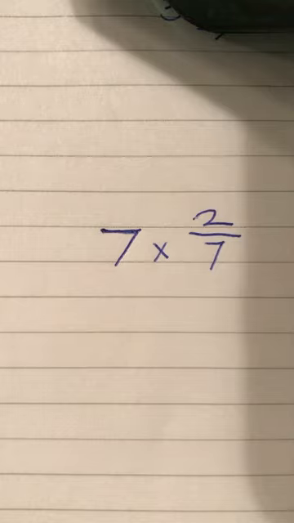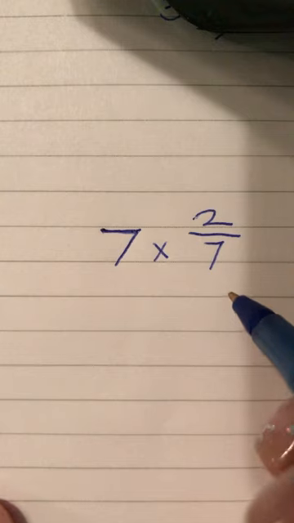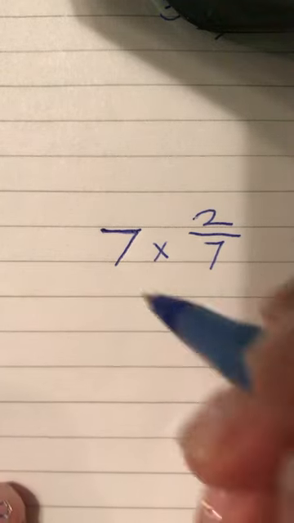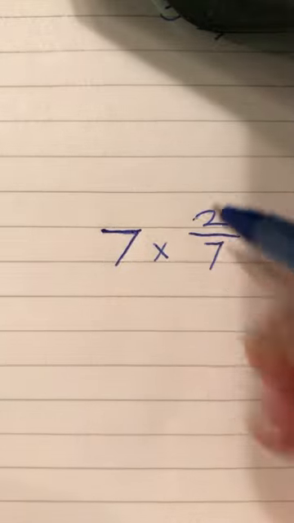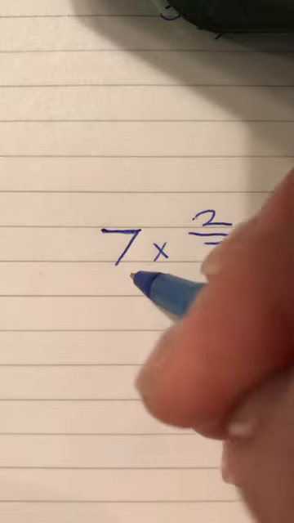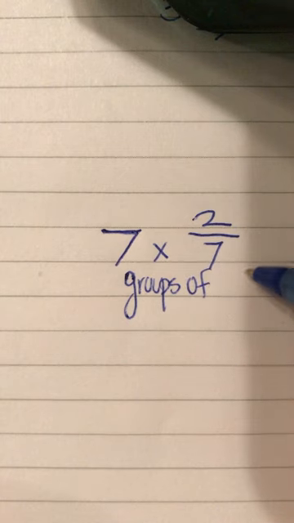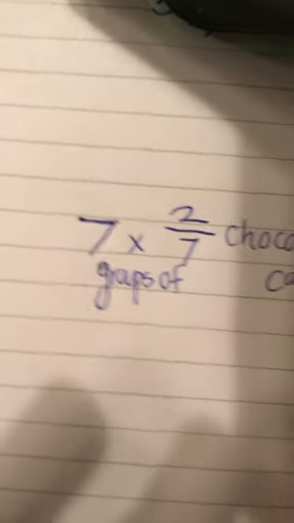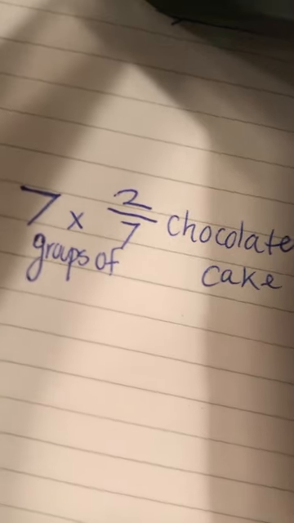So ultimately, I could make models, I could do the repeated addition, but we have seen that some of that could cause confusion for us. So instead, we're going to do this quick trick to find out how much cake we have all together. So really, right now, I have 7 groups of 2/7 of chocolate cake. Okay, so let's do the math on this one.